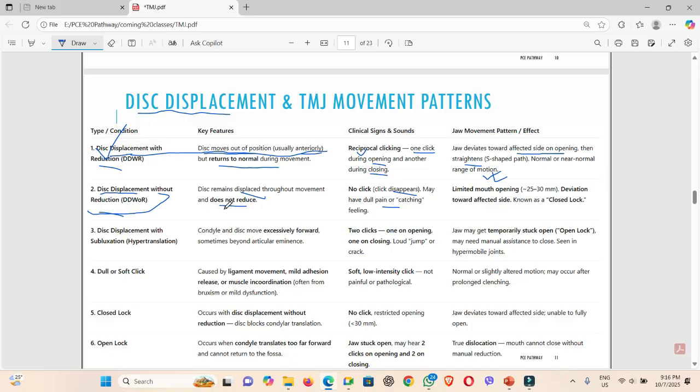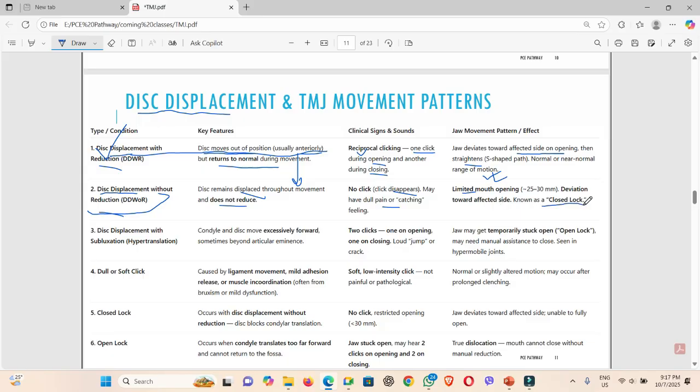So here, the disc is at the anterior side. The disc has moved out of its position, usually anteriorly. Same thing, but the condyle is not jumping off the disc and sitting at the center. Instead, consider that the condyle is compressing the disc more anteriorly. So there won't be a click, there will be dull pain. What will happen? Definitely limited mouth opening, deviation towards the affected side. This is also known as closed lock.